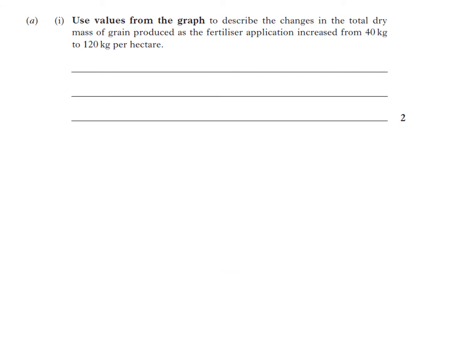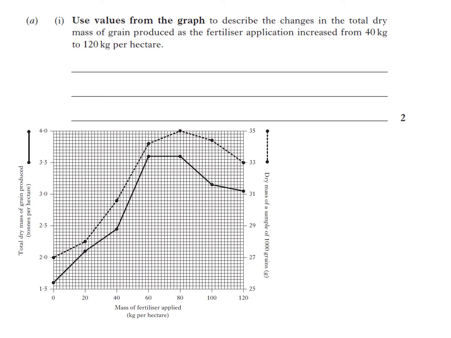Okay, this is a description one, using values from the graph to describe the changes in the total dry mass of grain produced as the fertilizer application increased from 40 to 120. Now, this is the bog standard one in terms of you have to give all the points that you need to describe it, but what you have to recognise here is it says from 40. So you're only actually working from here. So all of this data, you're not even looking at.